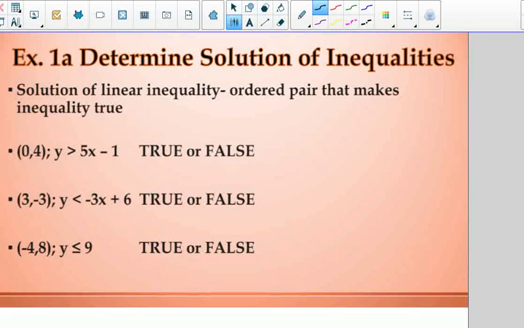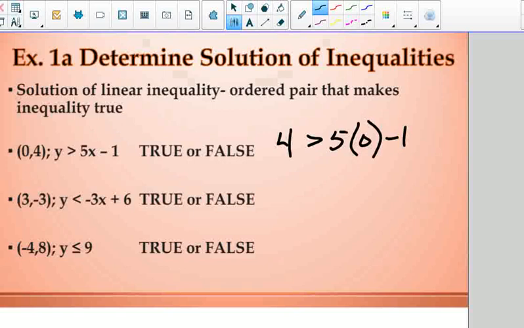So I'll plug in 4 for my y. That has to be greater than 5 times my x coordinate, which is 0, minus 1. Well, I know 5 times 0 is 0, minus 1 gives me a negative 1. Is 4 greater than a negative 1? That is true. So 0 and 4 is a solution to that inequality.